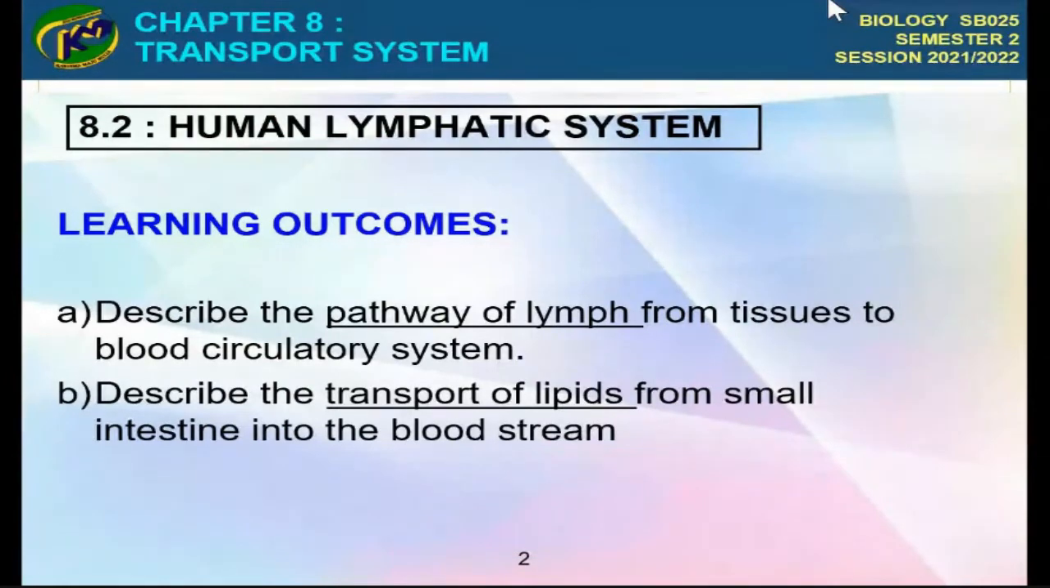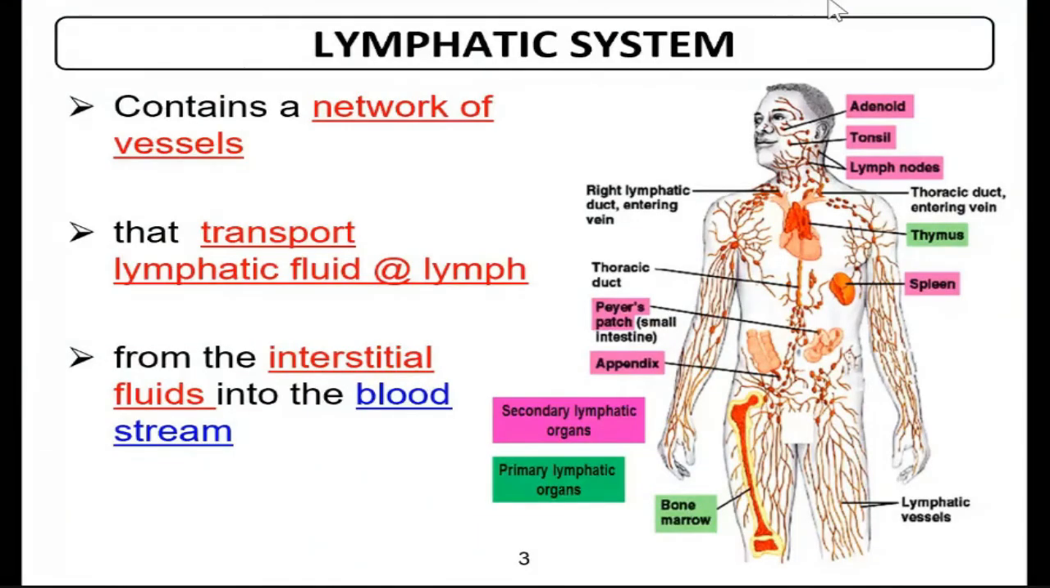What we are going to learn is to describe the pathway of lymph from tissues to the blood circulatory system. Then describe the transport of lipids from the small intestine into the bloodstream. Looking at the system, the lymphatic system contains a network of vessels. Sama yang ni sama dengan blood circulatory system. Ada vessels. And then the fluid that is being transported in the vessels is the lymphatic fluid, which is called lymph.